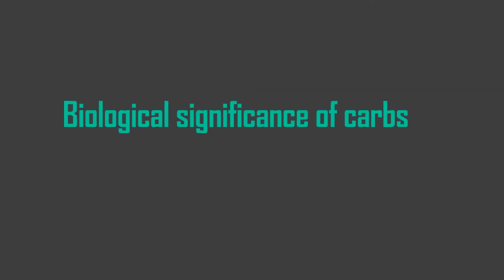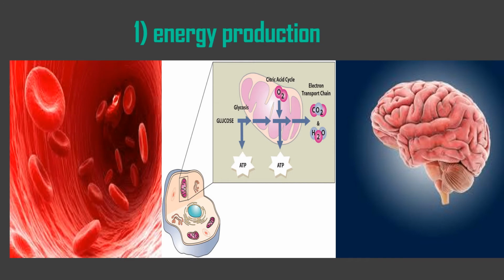The biological significance of carbs: it's very important to perform the regular functions of any organism. First of all, energy production. So, it is very important in the process of cellular respiration because it gives us energy to perform life processes. Second of all, red blood cells are only able to produce energy from glucose, and the brain is also highly sensitive to low blood sugar.